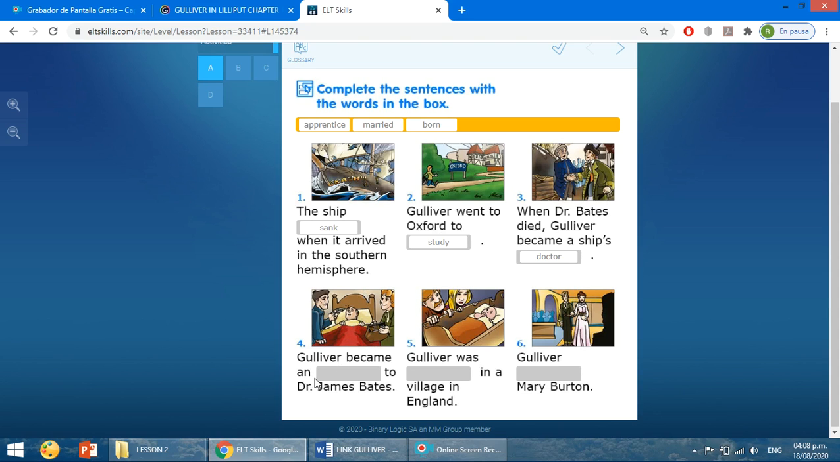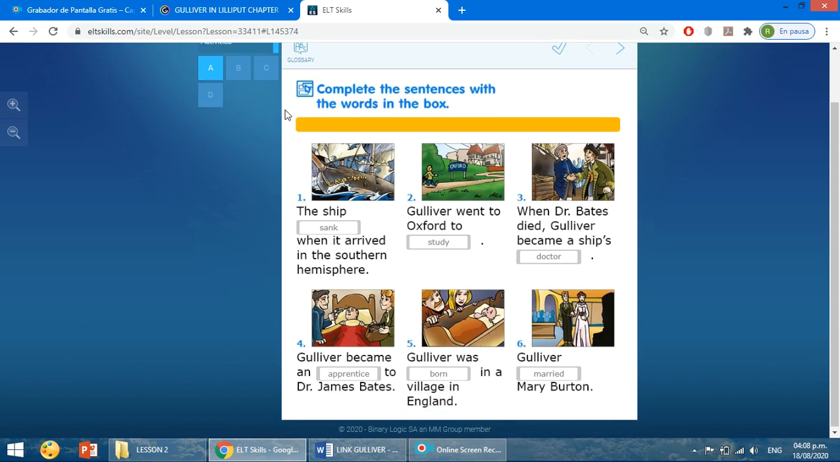Gulliver became an apprentice to Dr. James Bates. When he was young, he was the apprentice of Dr. Bates. Gulliver was born, yes, in a village in England. This baby is Gulliver. And finally, Gulliver married Mary Burton. They got married. Good.